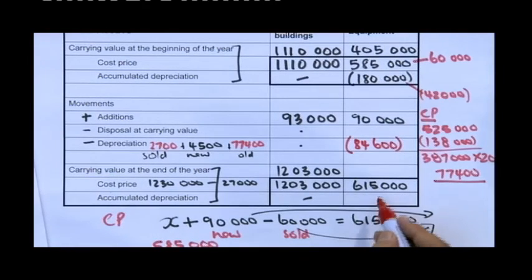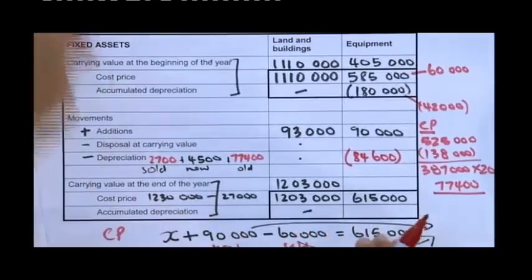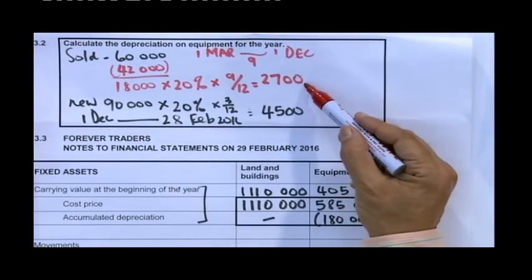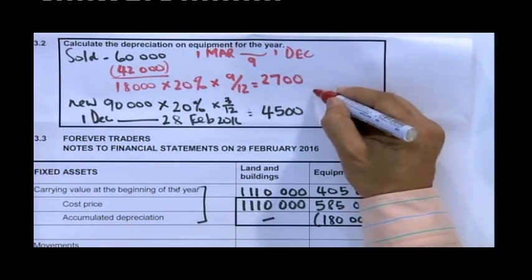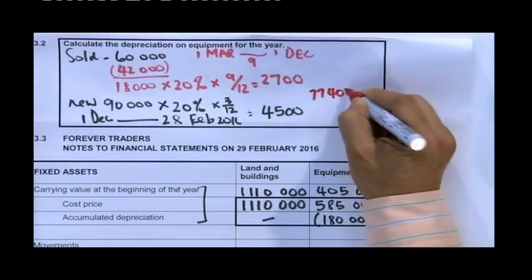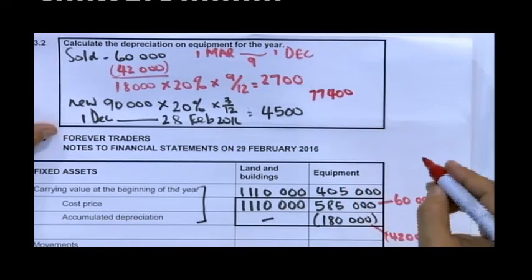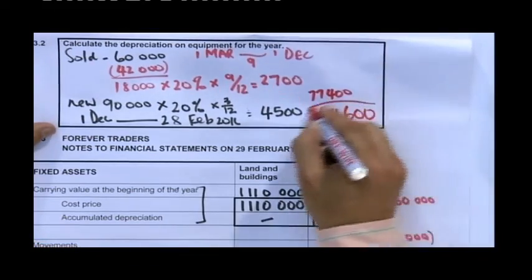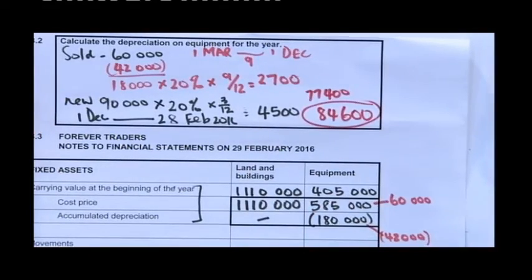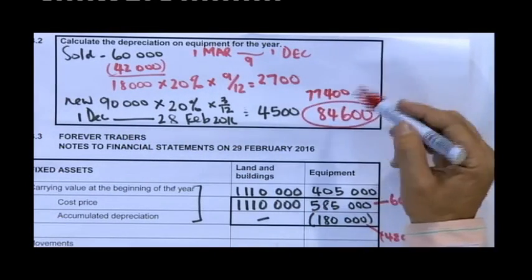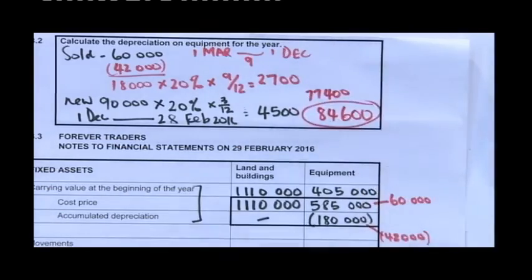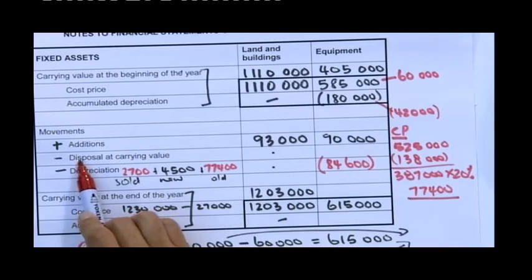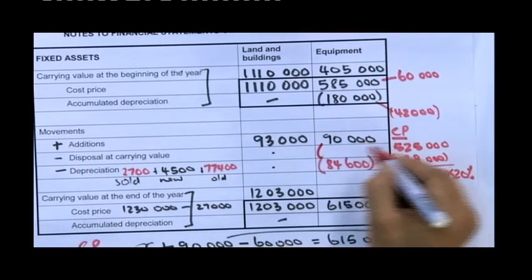Okay. So the total depreciation: in the block on top, that's the depreciation on the sold, that's the depreciation on the new, and the 77,400. So altogether, it gives me 84,600. That's the depreciation altogether. Right? So that's the sold, that's the old, and that is the new. Okay, so we still need to fill in the disposal value, but that will go in brackets.